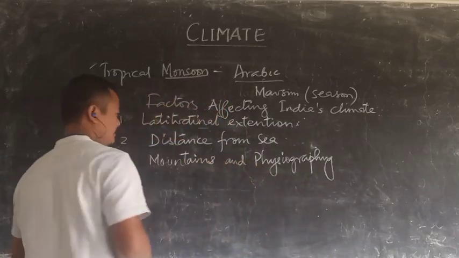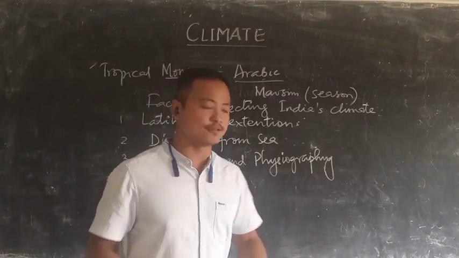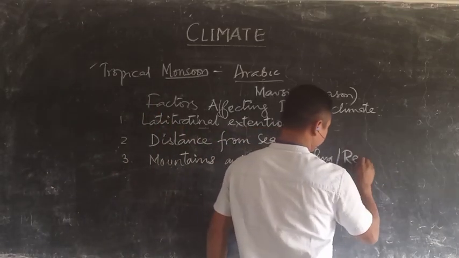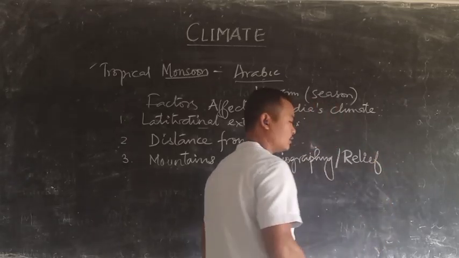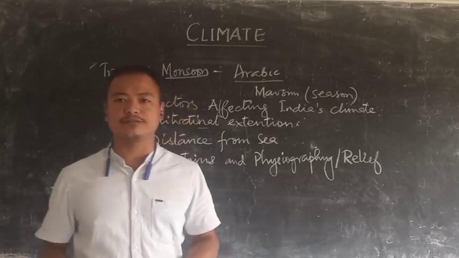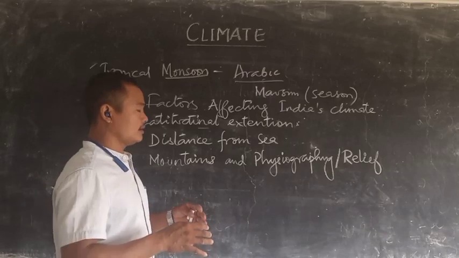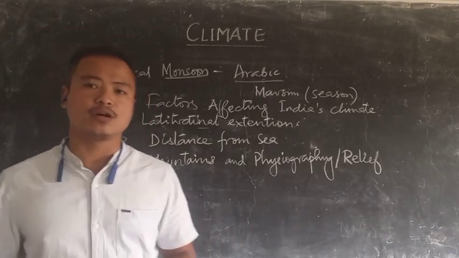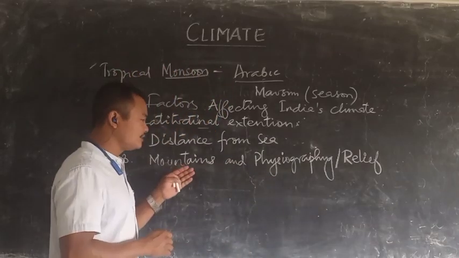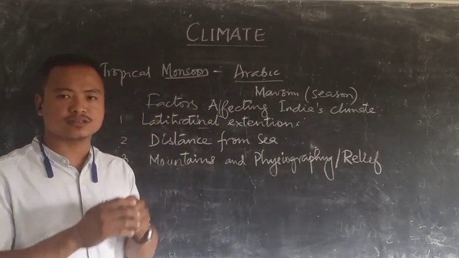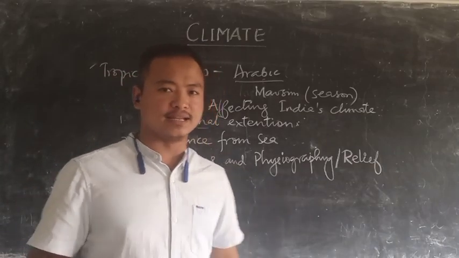The next, same as the mountain systems, is the physiography. Physiography, an elevated surface, so this you can also call relief. You can also use the term relief. Relief or physiography, it's the same. Elevated surface. It has two sides. One we call it windward side, the other we call it leeward side. So the side of the mountain which obstructs the wind is known as windward side, and the opposite of windward side is leeward side.